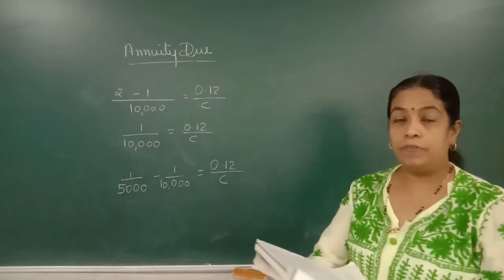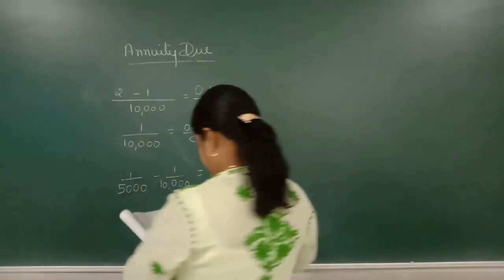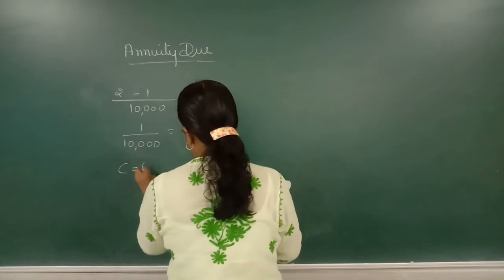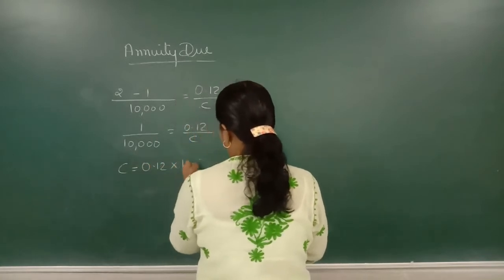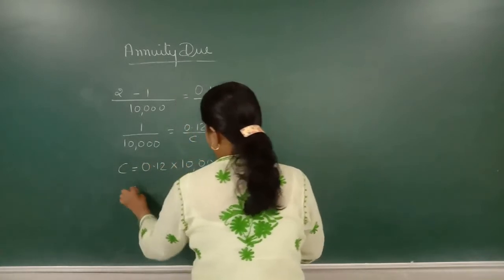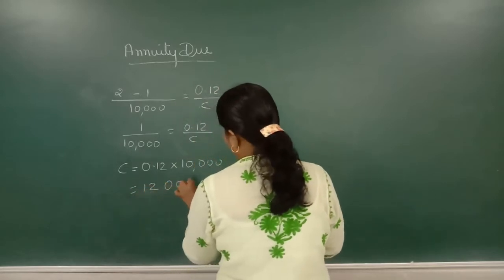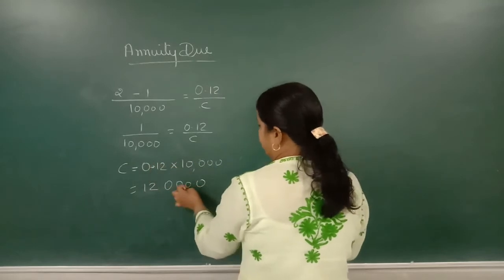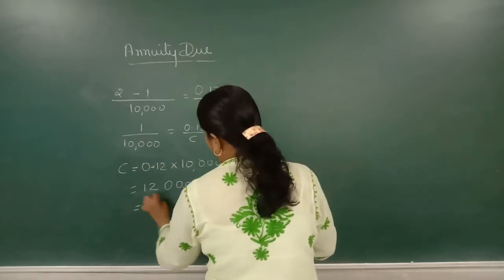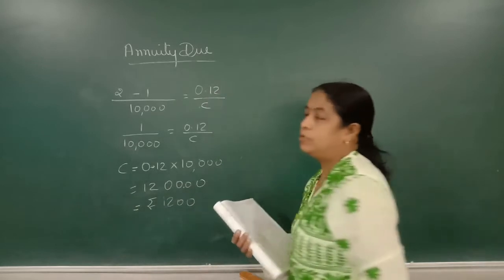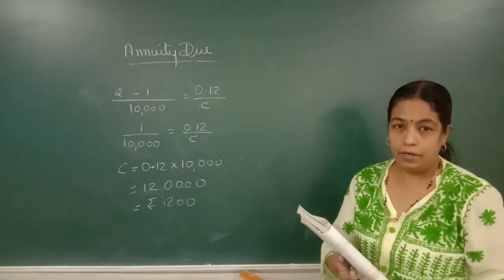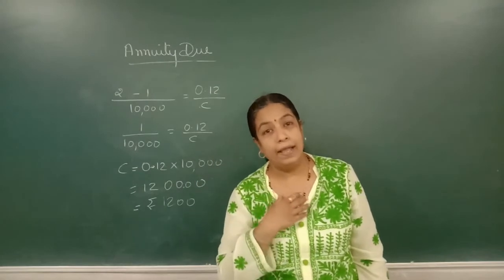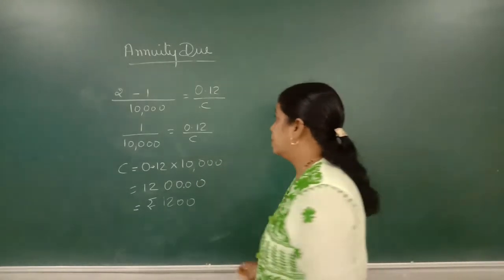Now what will we do? We will cross multiply. C is equal to 0.12 into 10,000. That is 1, 2, 3, 4. After the point there are two zeros and two digits, so we take 2 digits. So the annuity is ₹12. Got it? You should understand at what time we have to apply which formula. Okay? Now next sum.